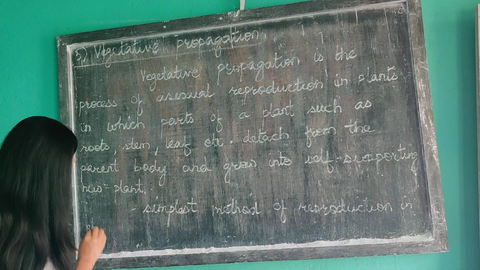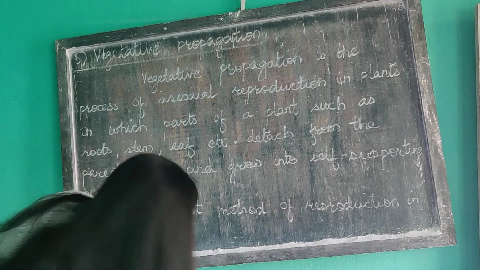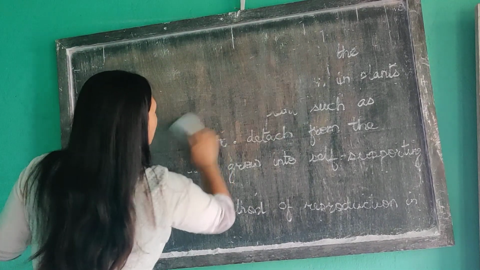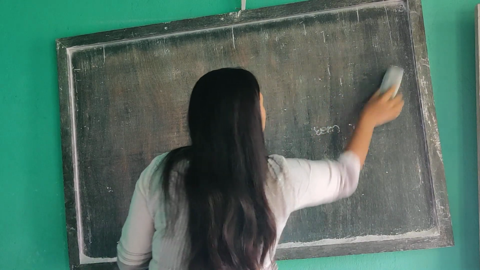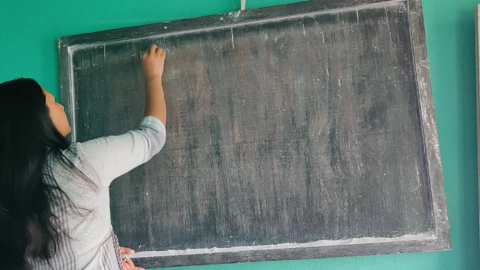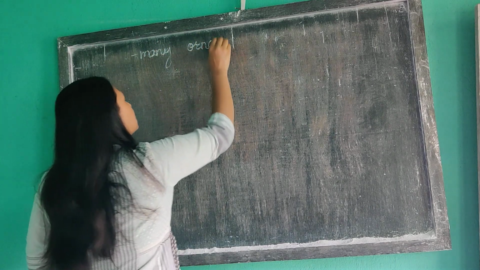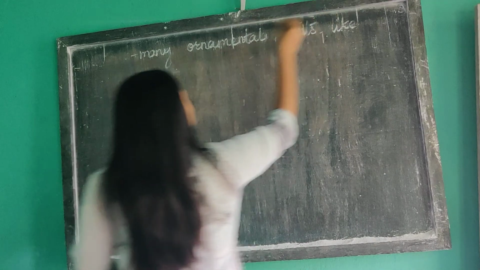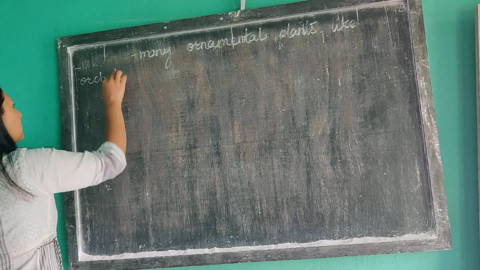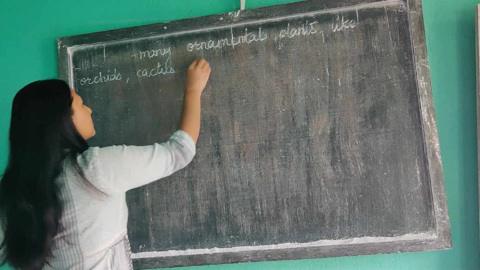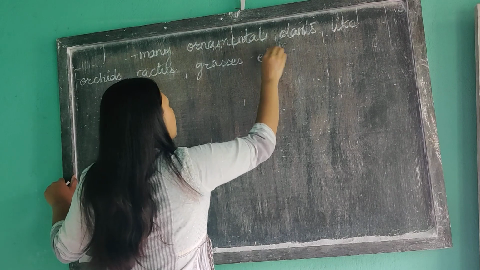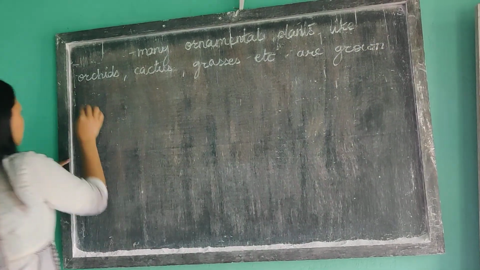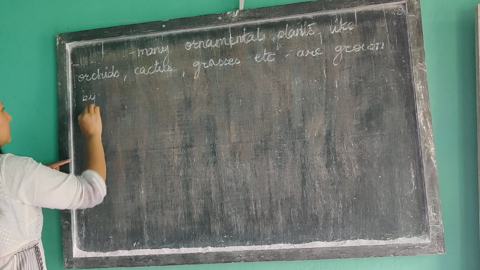Many ornamental plants like cactus, orchids, grasses, etc. are grown through vegetative propagation, by this method.